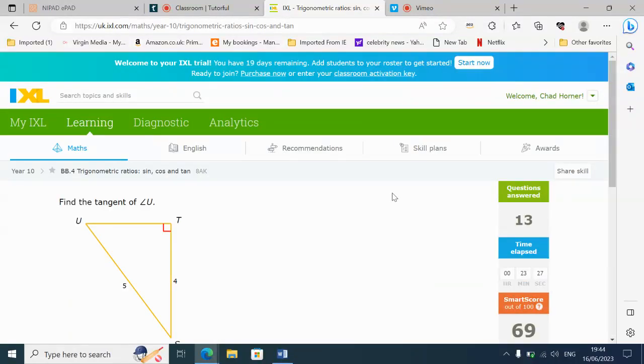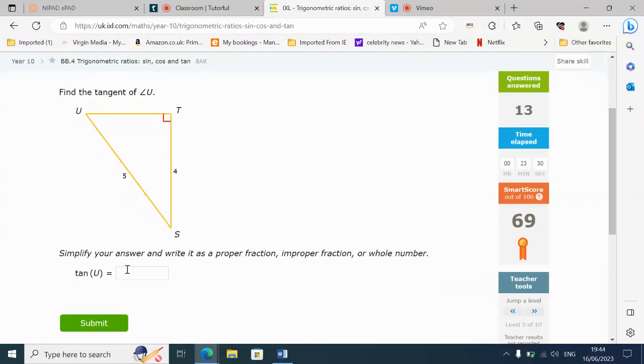Okay, so let's go back to the questions. Can you remember what tan is? Tan is opposite over adjacent. So tan U, the opposite is 4, and UT is missing the length, so we need to apply Pythagoras' theorem. So what we would do is c squared minus b squared equals a squared.